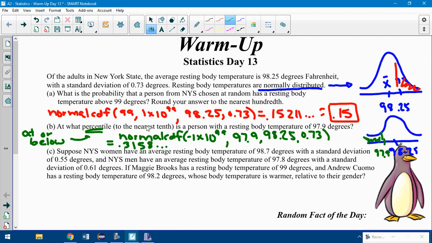We're going to set a percentile to the nearest tenth, so you turn it into a percent. 31.58 becomes 31.6. So it's the 31.6 percentile. Okay, so for both of these types of questions you don't need z-scores, because the calculator does that for you.